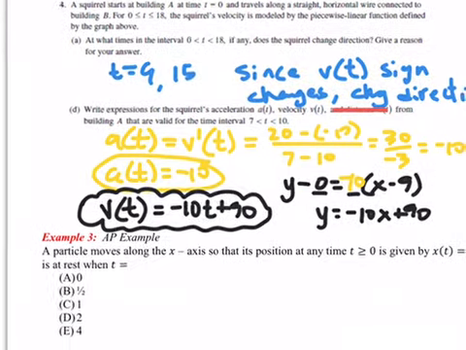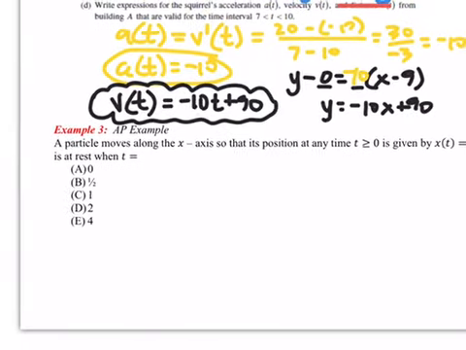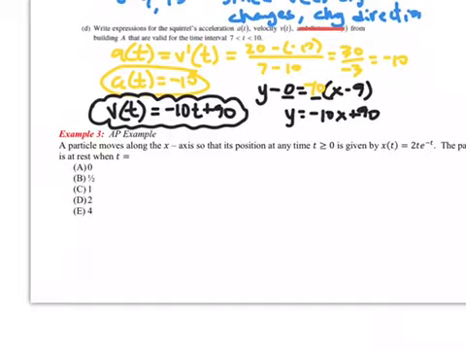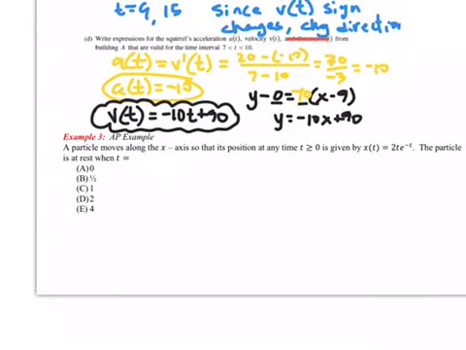Okay, last example for today. It says a particle moves along the x-axis so that its position at any time t greater than or equal to 0 is given by that function. The particle is at rest at what time t? So I'm going to take x of t, and I'm going to find its derivative, which is going to require me to use the product rule. So I'm going to go off camera for a moment and come back with an answer.